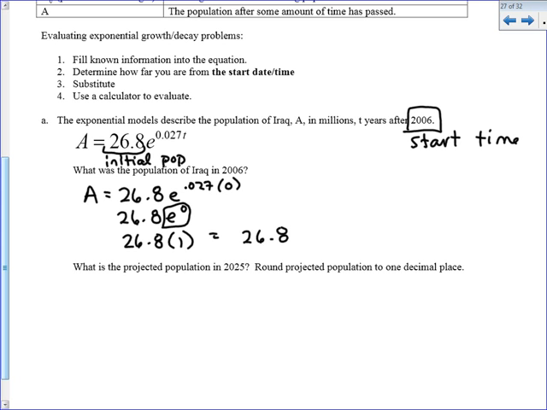So it's just 26.8 times 1. You see how that number is then our starting population, because if you're at time 0, this is always going to be e to the 0, which is multiplying by 1. But you don't even have to do that work. It's the number in front of the e is always your starting population. It's what that number represents. So 26.8 million people.